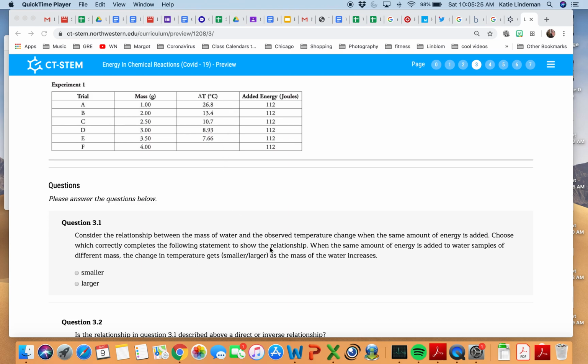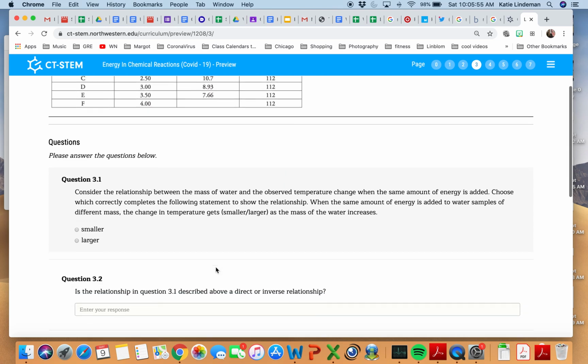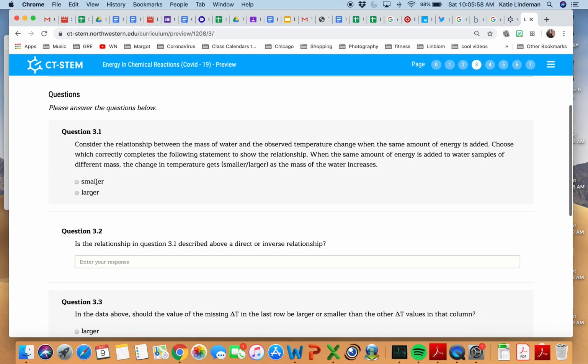Choose which correctly completes the following statement to show the relationship. When the same amount of energy is added to water samples of different mass, the change in temperature gets blank as the mass of water increases. So we can see here as mass is increasing, mass is going up. What is happening to the change in temperature? Is the change in temperature also going up or is it going down? That's how you're going to decide the answer to that question.